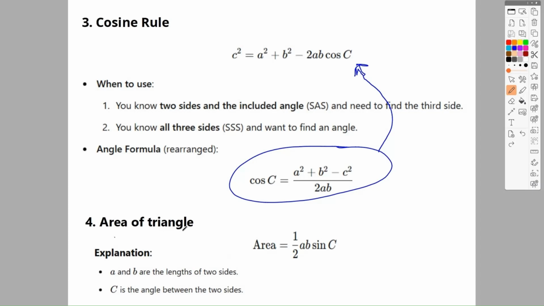Finally, we have the area of a triangle, and we can calculate any area using the trigonometric ratios. Area equals half ab sine C, where a and b are the lengths of two sides, and C is the angle between the two sides.